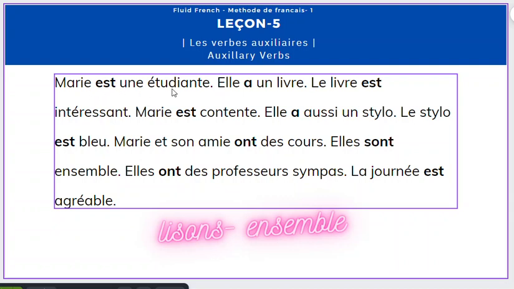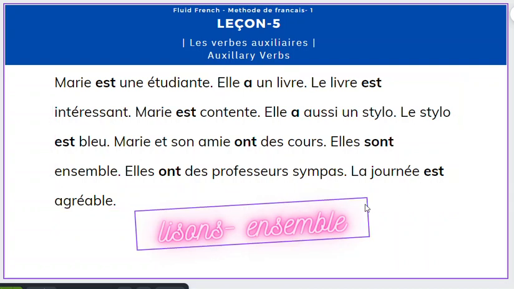Marie is a student. She has a book. The book is interesting. Marie is happy. She also has a pen. The pen is blue. Marie and her friend have classes. They are together. They have nice professors and the day is pleasant.